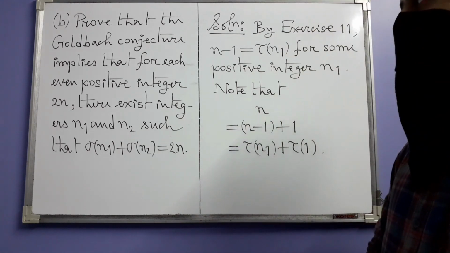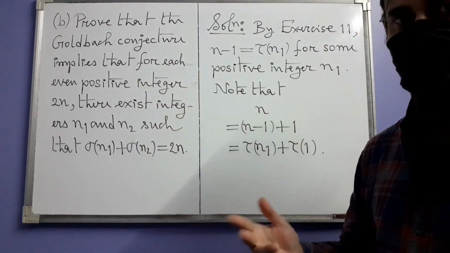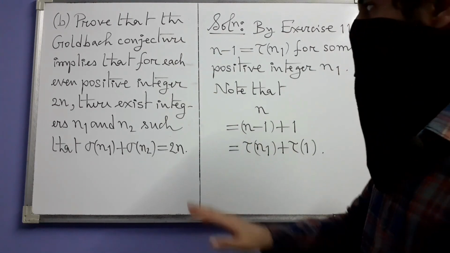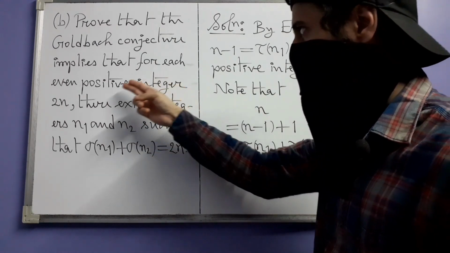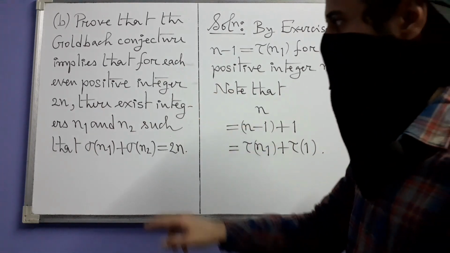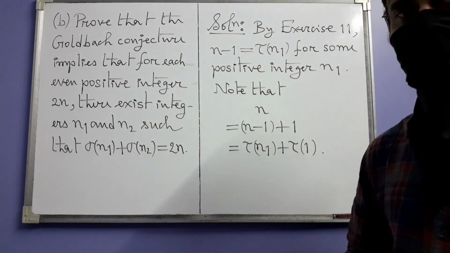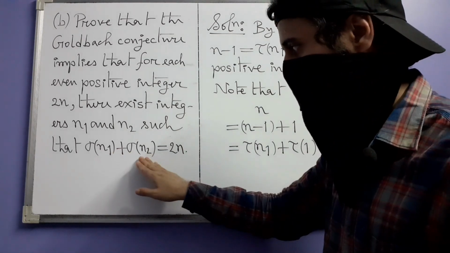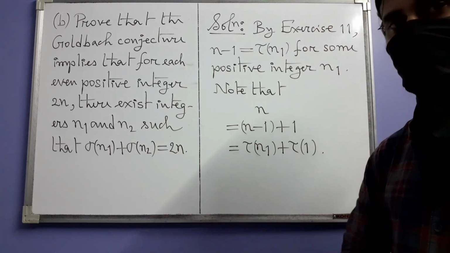What do we have to prove here? Here we have to prove, assuming the Goldbach conjecture, which itself is unsolved as we already know, that for each even positive integer, because it's even, it's going to look like 2n for some positive integer n, there exist integers n1 and n2 such that the sum of their sigma values equals 2n. So how can we solve this? Let's see.